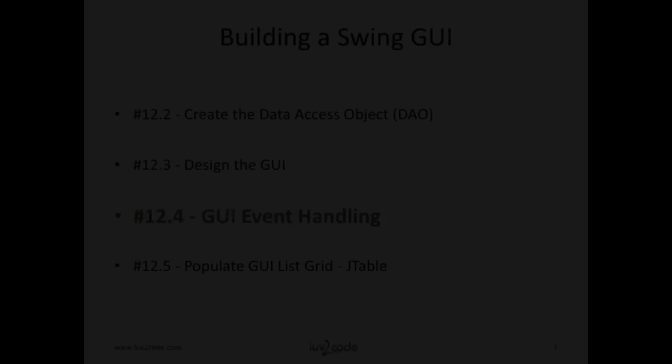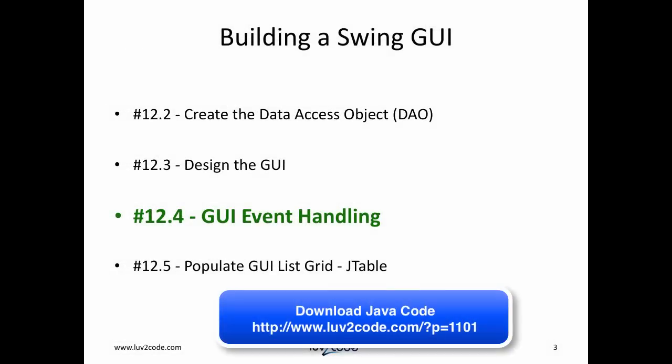Good job. Okay, so this wraps up our section on GUI event handling. What we'll do now is we'll move forward to the next video, 12.5, and that's populating the GUI list grid, JTable. So please follow the links for the next video.